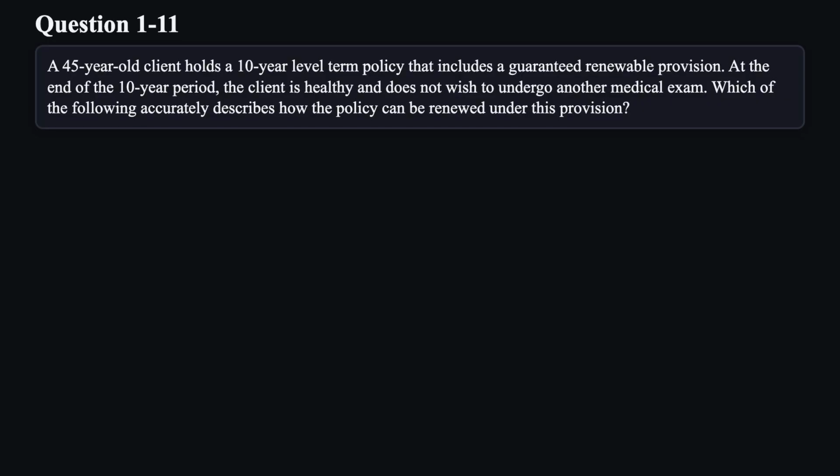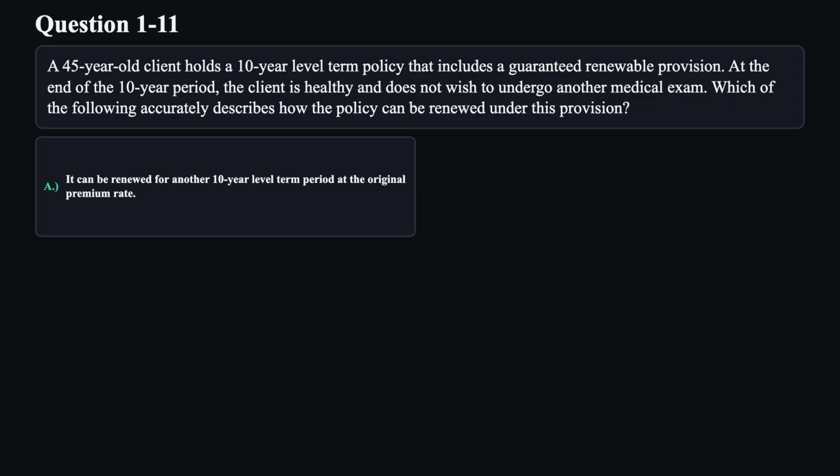Question 11. A 45-year-old client holds a 10-year level term policy that includes a guaranteed renewable provision. At the end of the 10-year period, the client is healthy and does not wish to undergo another medical exam. Which of the following accurately describes how the policy can be renewed under this provision?